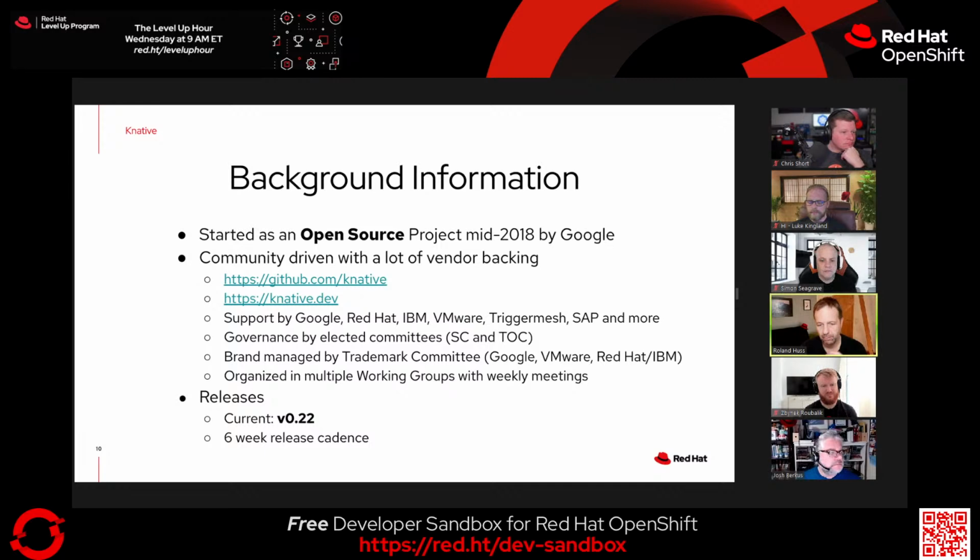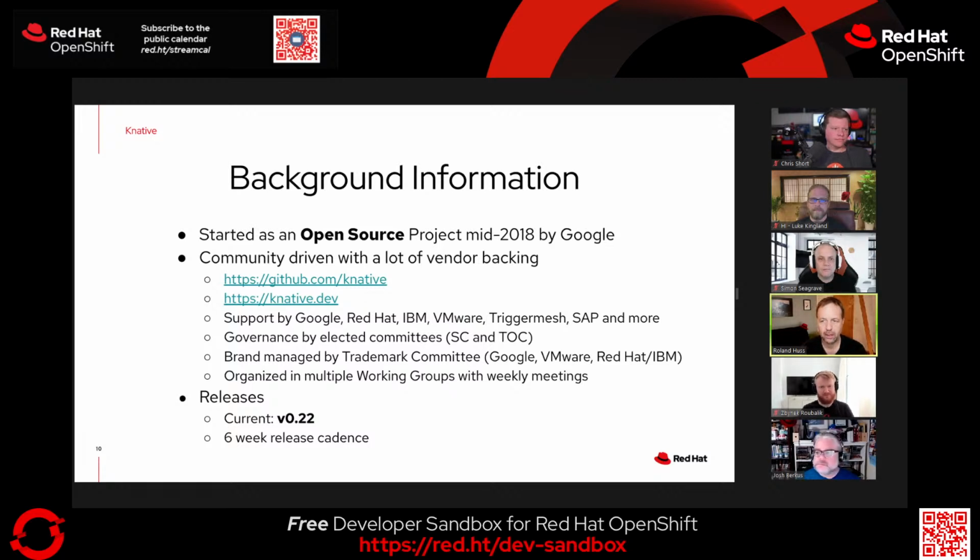Otherwise, there are multiple working groups which meet regularly, and they are working on certain aspects like serving, eventing, but also the client and other things. We have a 6 weeks release cadence, and the current version is 0.22, but we are working hard to get 1.0 out this year. And actually, all of the work that we are doing currently is really focused on getting to this 1.0 version.